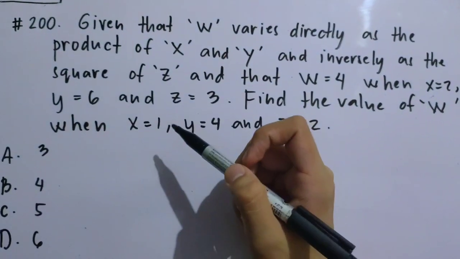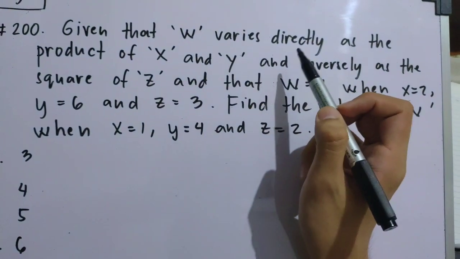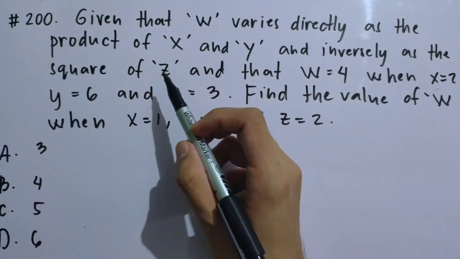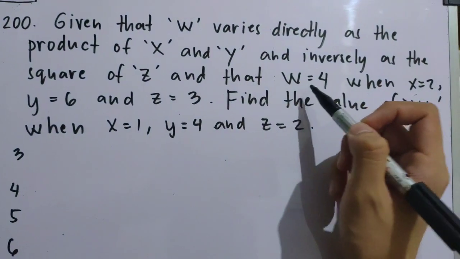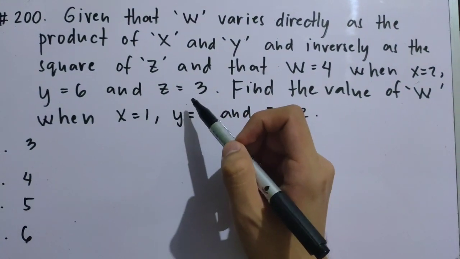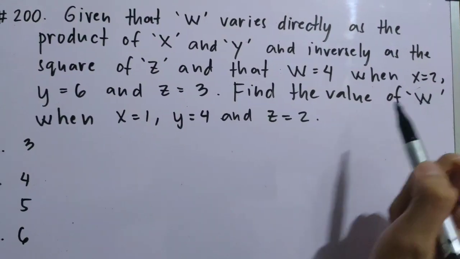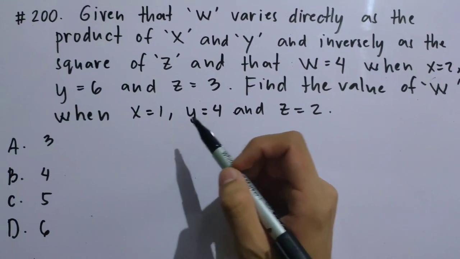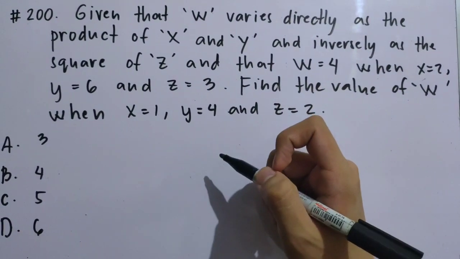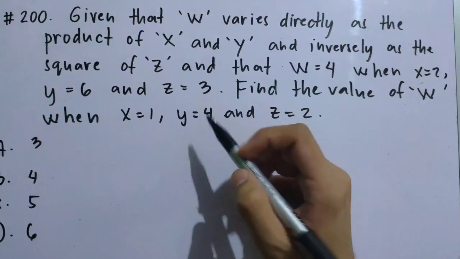Number 200. Given that W varies directly as the product of x and y, and inversely as the square of z, and that W is equal to 4 when x is equal to 2, y is equal to 6, and z is equal to 3. Find the value of W when x is equal to 1, y is equal to 4, z is equal to 2. So isulat natin yung mga relationship na sinabi niya dun sa mga variables natin.